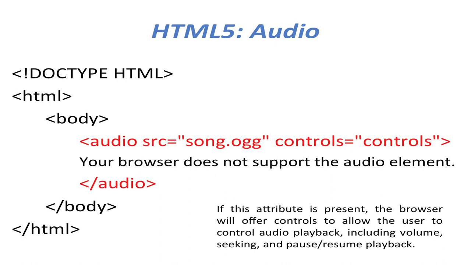If this attribute is present, the browser will offer controls. So controls equals controls. All the controls will be displayed over the window to allow the user to control the audio playback, including volume, seeking, pause, resume and playback. These standard buttons will be shown on our screen when it executes, and accordingly we can increase or decrease the volume of that audio.